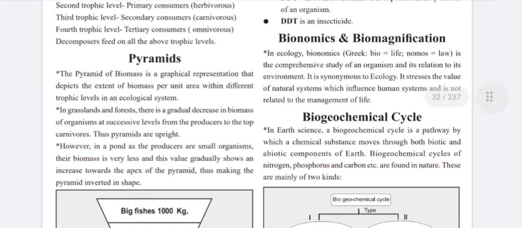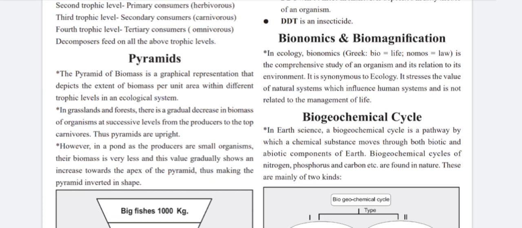Bionomics. In ecology or bionomics, Greek bio is life, nomos is law, is the comprehensive study of an organism and its relation to its environment. It is synonymous to ecology. It stresses the value of natural systems which influence human system and is not related to the management of life.